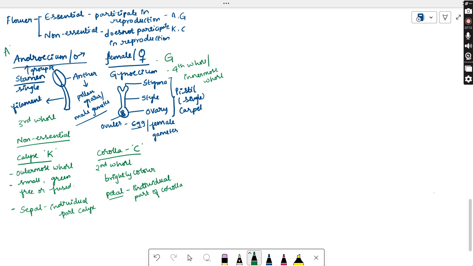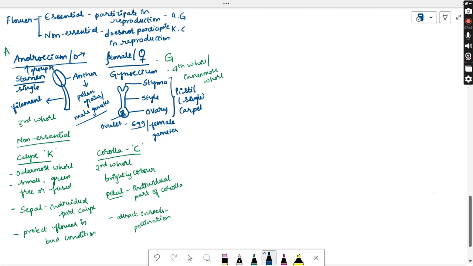And what is the function of the calyx and corolla? The function of the calyx is to give protection, to protect the flower in bud condition. The corolla, as it is brightly colored, helps to attract insects. Whenever insects are attracted, it helps in pollination, cross pollination. So to attract the insects for pollination, these are of different colors.